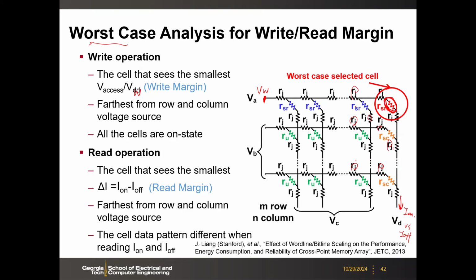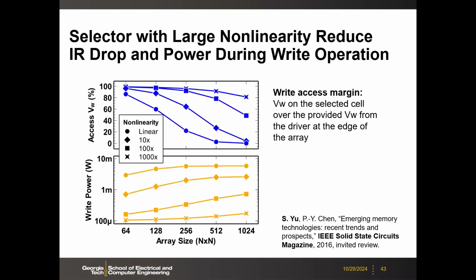If you do that, you can get this kind of plot depending on the nonlinearity ratio n and the array size, shown here as n by n. For the access write voltage in a 1000 by 1000 array, if your nonlinearity ratio is high, like 1000, you can still get more than 80% of the write voltage delivered to the last cell. But if your nonlinearity ratio is low, you almost get nothing at your last cell. It's all like 0 voltage. You cannot write it, right?